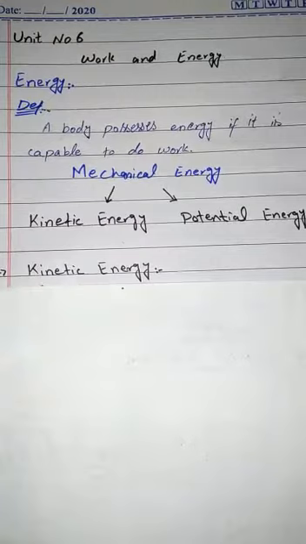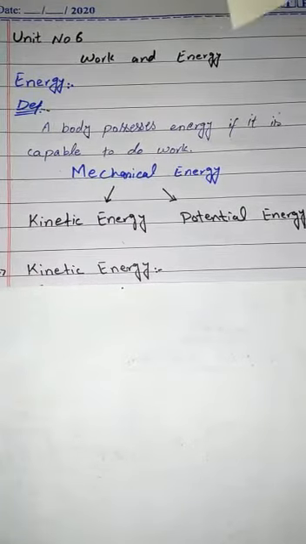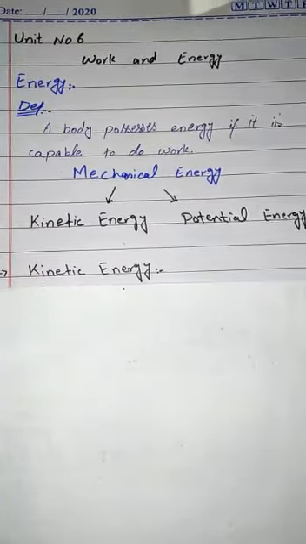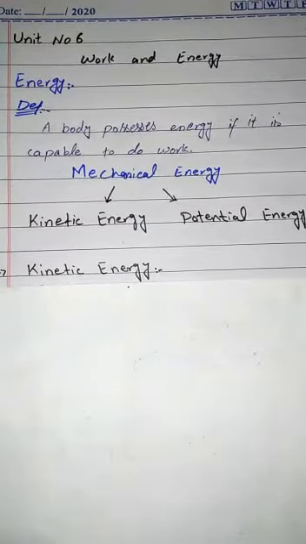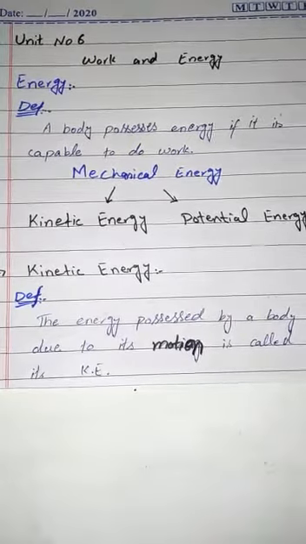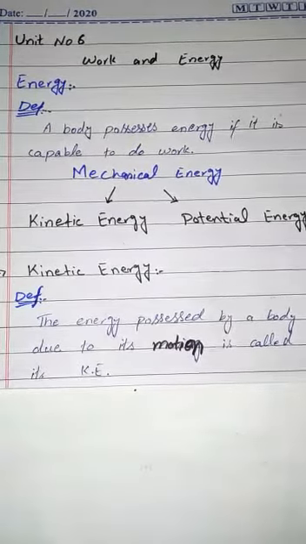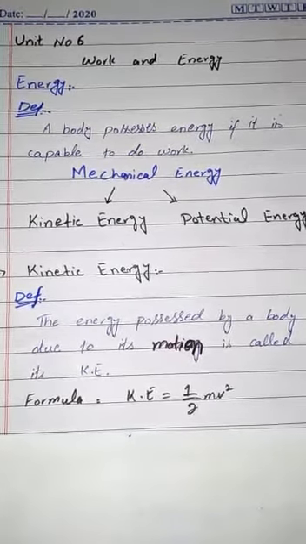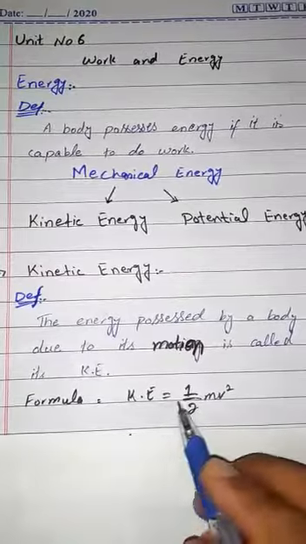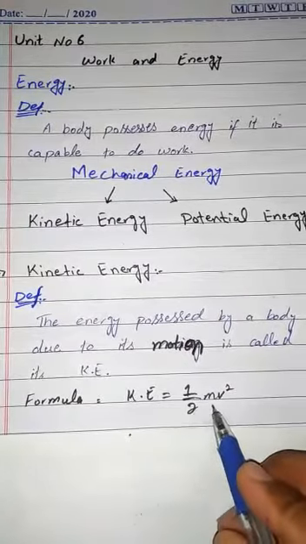Thus, a moving body has kinetic energy because it can do work due to its motion, and the body stops moving as soon as all of its kinetic energy is used up. So, here is the definition: the energy possessed by a body due to its motion is called its kinetic energy, and its formula is K equals 1 over 2 mv square. Kinetic energy is equal to 1/2 mv².